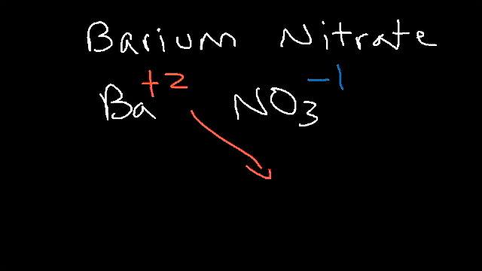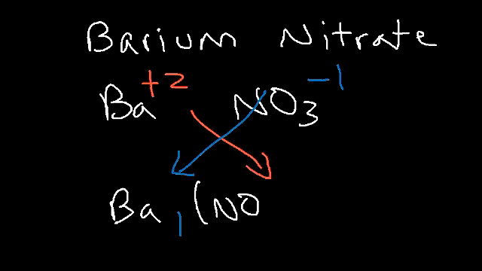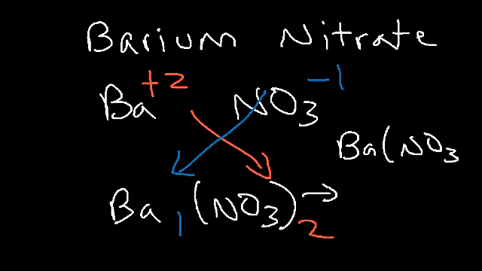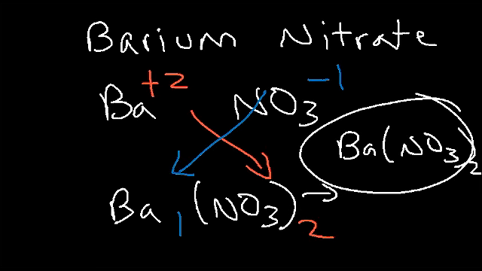So using the crisscross method, it's going to be Ba1(NO3)2. Whenever you have multiple polyatomic ions, make sure to enclose it within parentheses. Now we really don't need a 1, so we can simplify it to Ba(NO3)2. So that's the formula for barium nitrate.